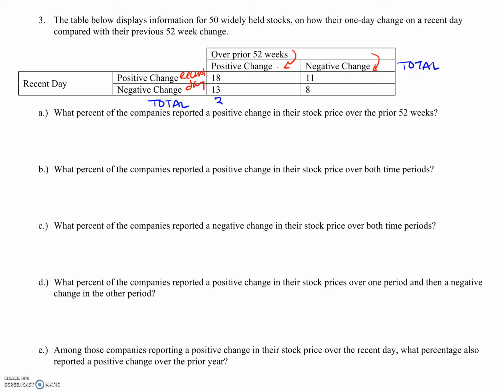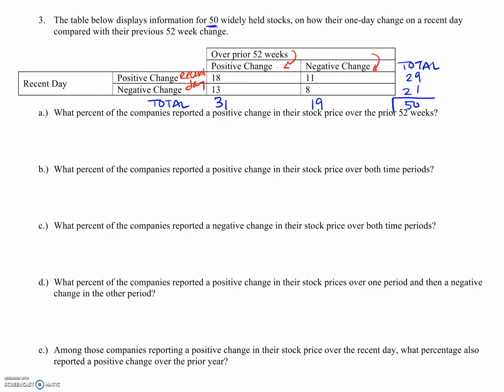and the columns. So we can see here we have 31 total companies that had, or stocks that had, a positive change over the last year, and 19 total companies that had a negative change over the past year, versus 29 that had a positive change in the recent day and 21 that had a negative change in the recent day, which gives us a total of those 50 widely held stocks that we knew we had. So I think that hopefully clears up the actual table a bit more.